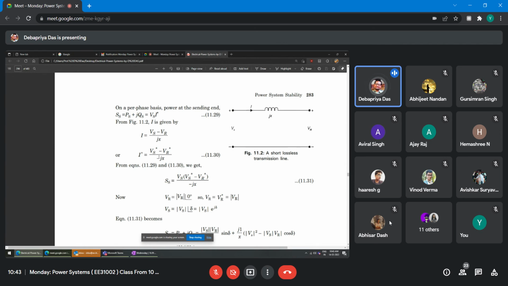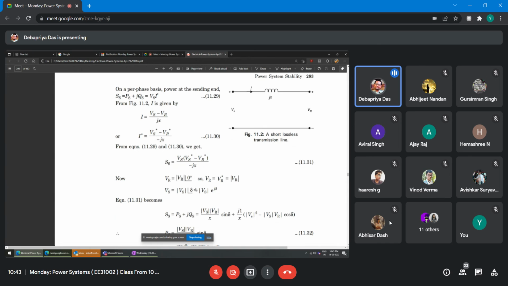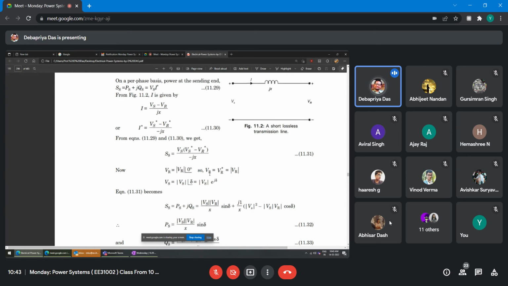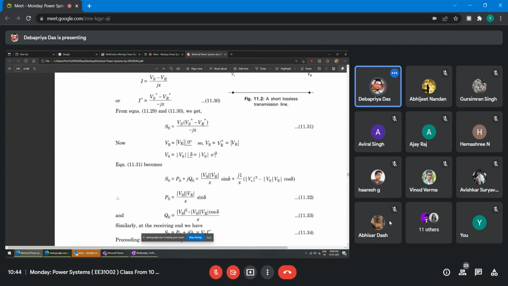So that means I conjugate will be Vs conjugate minus Vr conjugate, and it is conjugate, so instead of jX, it will be minus jX, right? Now, if you substitute here, Ss will be Vs into Vs conjugate minus Vr conjugate upon minus jX, right? Now, Vr is equal to Vr angle 0. Therefore, Vr conjugate is equal to magnitude Vr, and Vs is magnitude Vs angle delta, because Vs is leading Vr. If you take the sending end as reference, it will be minus delta then, so that is magnitude Vs e to the power j delta.